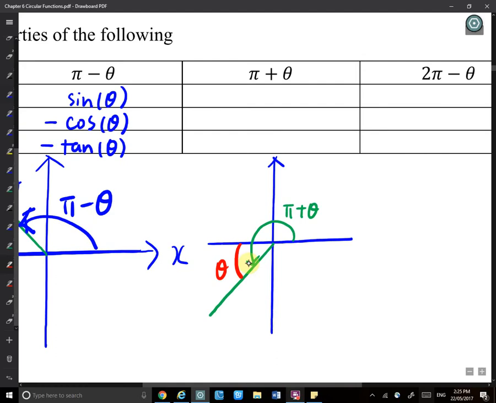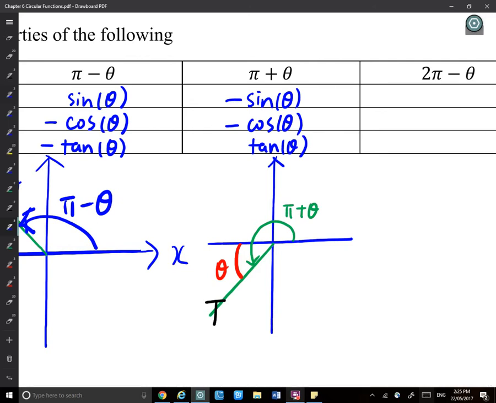This quadrant is the tangent quadrant. So the angle will be changed into theta, but sine will be negative, cos will be negative, and tangent will be positive. We change the angle pi plus theta into the reference angle theta, and then choose the correct quadrant. It's the tangent quadrant, so only tangent remains positive.